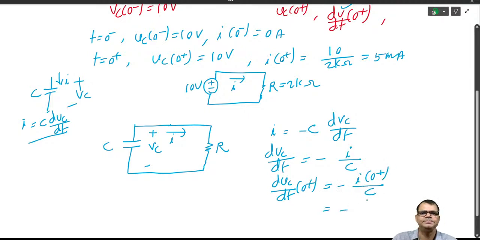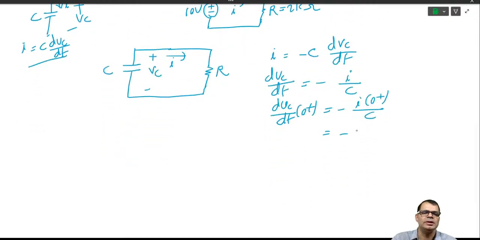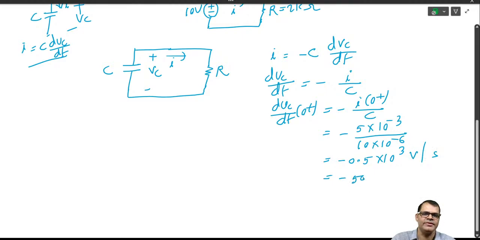So put the values. I(0+) was 5 milliampere, so 5 into 10 to the power minus 3. And the value of the capacitor is 10 microfarad, so 10 into 10 to the power minus 6. So you can say that it is 0.5 into 10 to the power 3 volt per second. You can also write it as minus 500 volt per second. At this rate, it is changing.